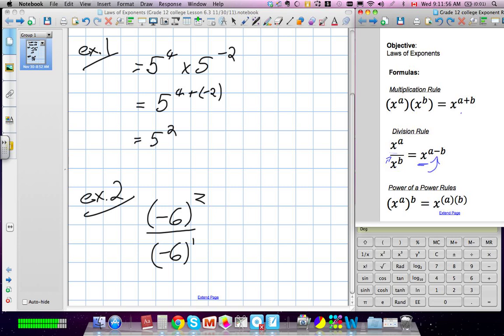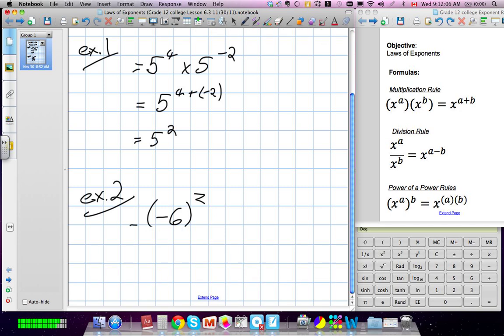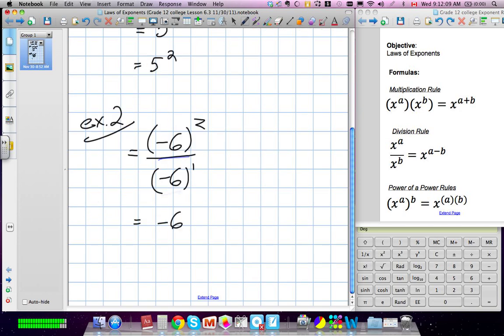So, we have base of negative 6 and negative 6. We're going to simplify this to one base, which is just negative 6. And we're going to subtract the 2 exponents, which were 2 and 1. We get negative 6 to the power of 1.